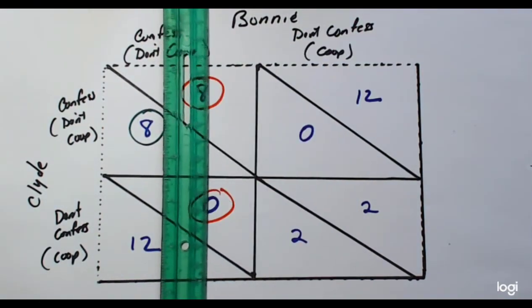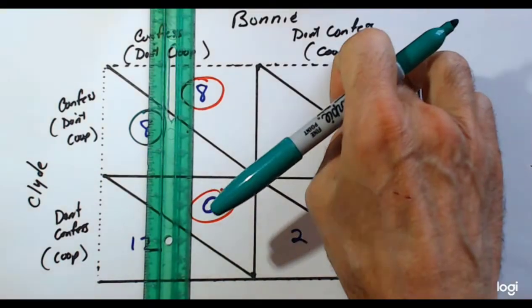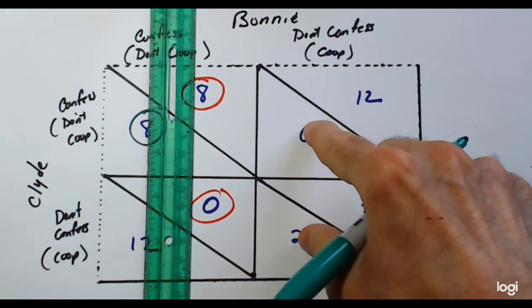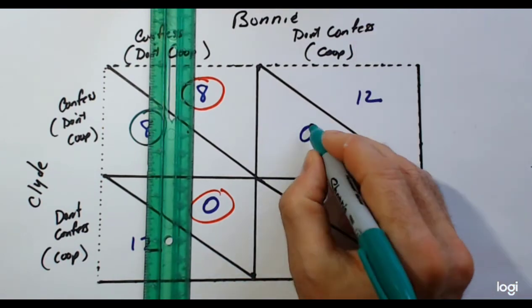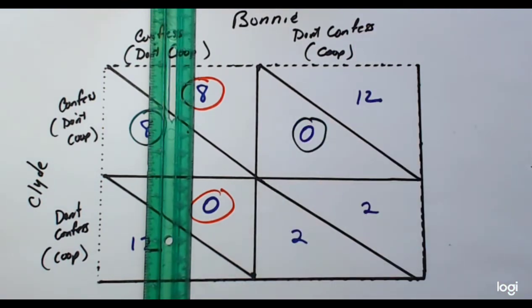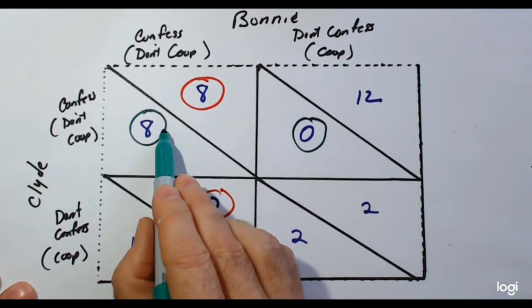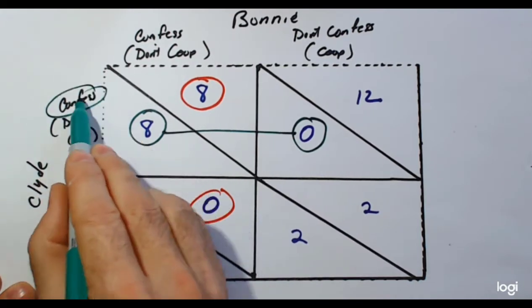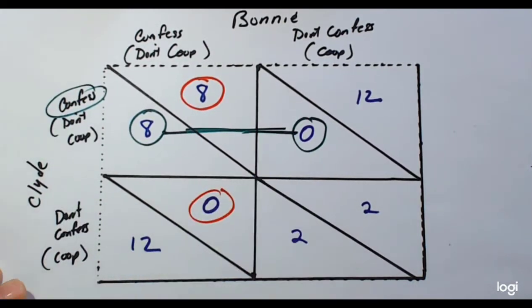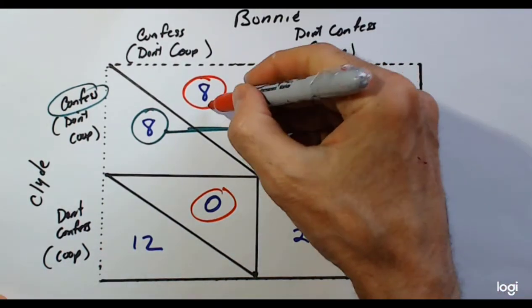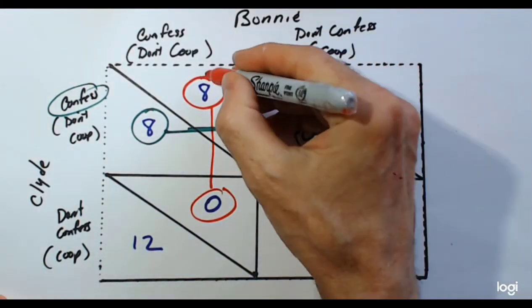And if you cover up the Bonnie confesses and you look at here, what happens when Bonnie does not confess? What's the better outcome? 0 or 2? 0. So what you have here is, for Clyde, the best outcome, no matter what happens, is to confess. So no matter what happens, Clyde should confess. And when it comes to Bonnie, no matter what happens, Bonnie should confess.